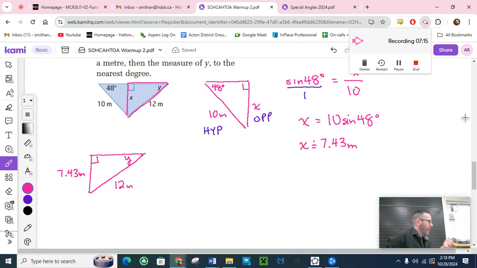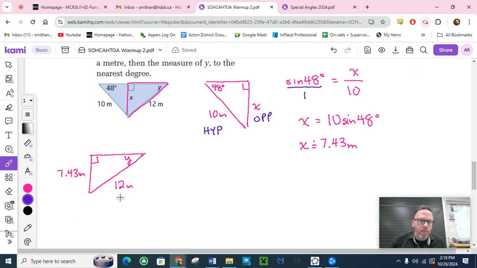What are we using? Sine again? Yeah. Hypotenuse. Most of you guys are probably at the stage where you don't need to label the sides, but keep doing it if you need to. What do we got? 7.43 over 12.